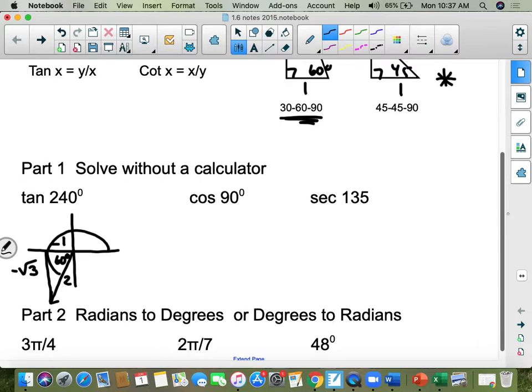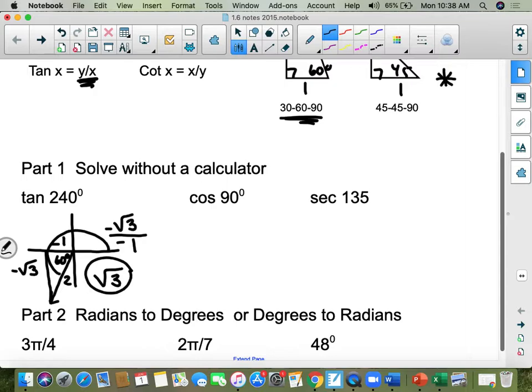I know that tangent is y over x. My y is a negative root 3, and my x is a negative 1. My final answer for this problem is root 3. This should not look Greek to you. You should definitely know how to do this without a calculator.